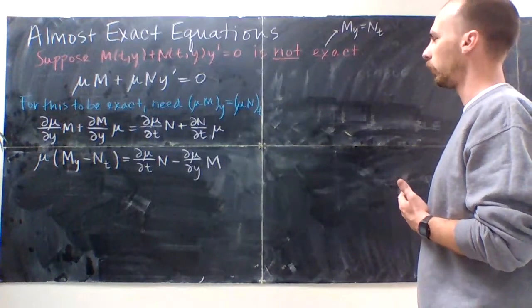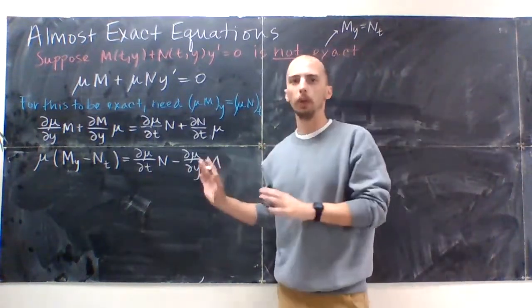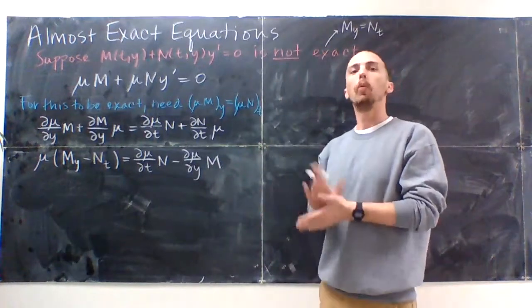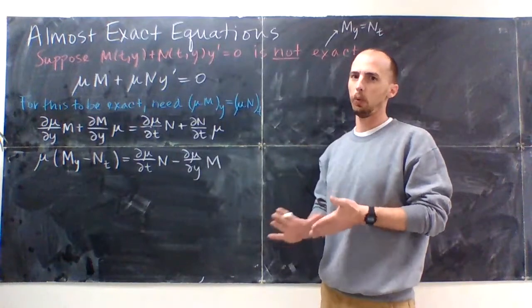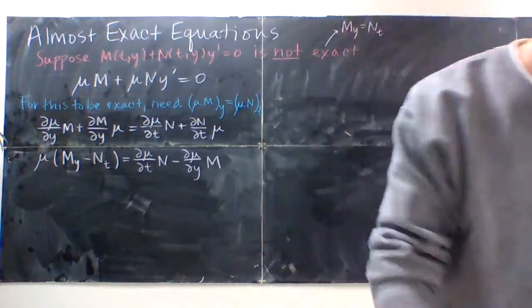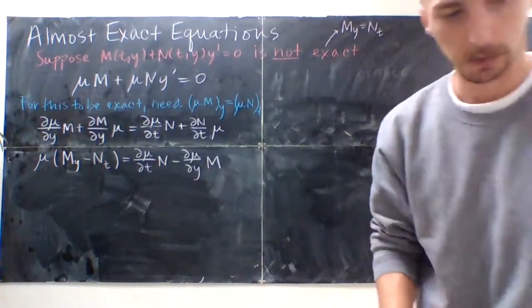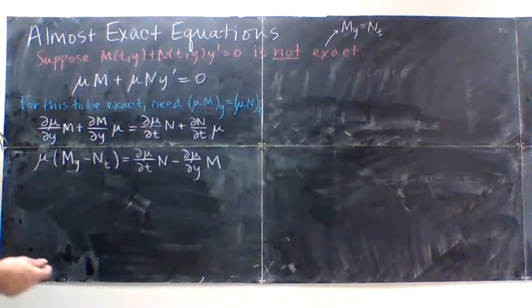So I'm going to say, okay, this is maybe a little too much for where we are right now. But what if mu was not a function of both t and y, but was instead just a function of t?